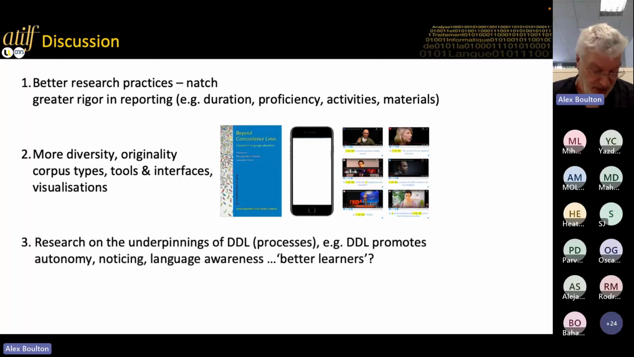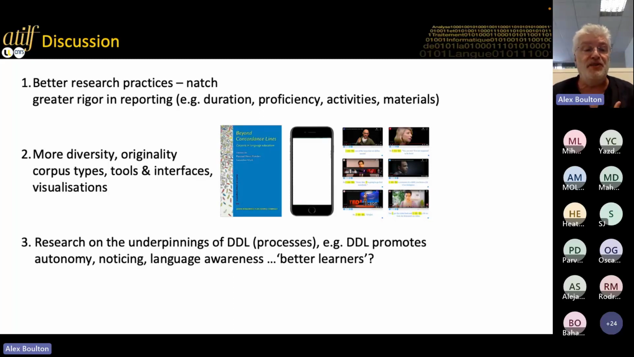My third point, my final point, I'm just on 50 minutes. We need to be better at researching the underpinnings of DDL, the processes involved. For example, it's often said that DDL promotes student autonomy, that DDL promotes noticing, it promotes language awareness, maybe it helps to produce better learners, but we don't actually know that. People do their research study, and because it works, they say, oh, well, that shows that it improves autonomy, noticing and so on. It doesn't, that wasn't the actual research question. We need to have primary research questions which are devoted to these things.